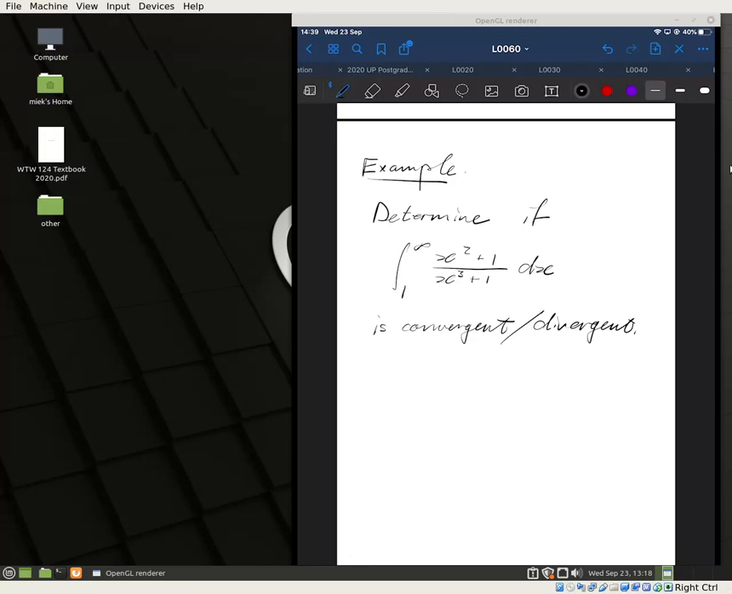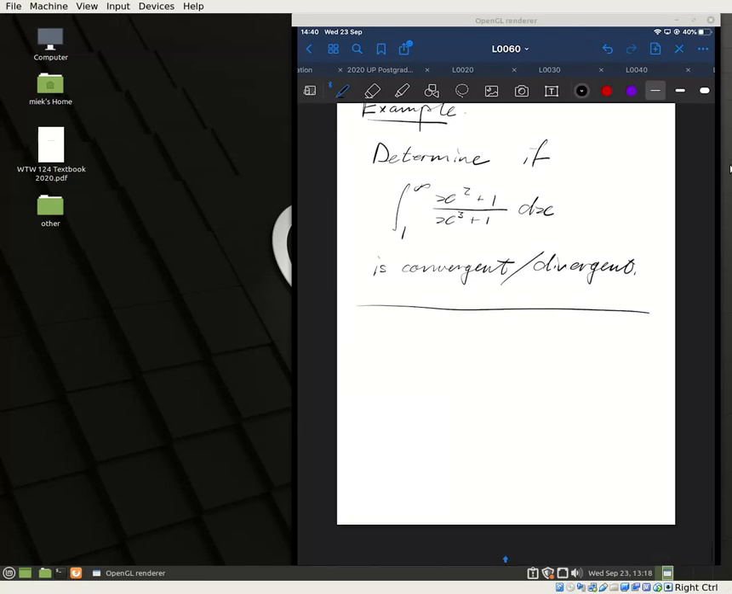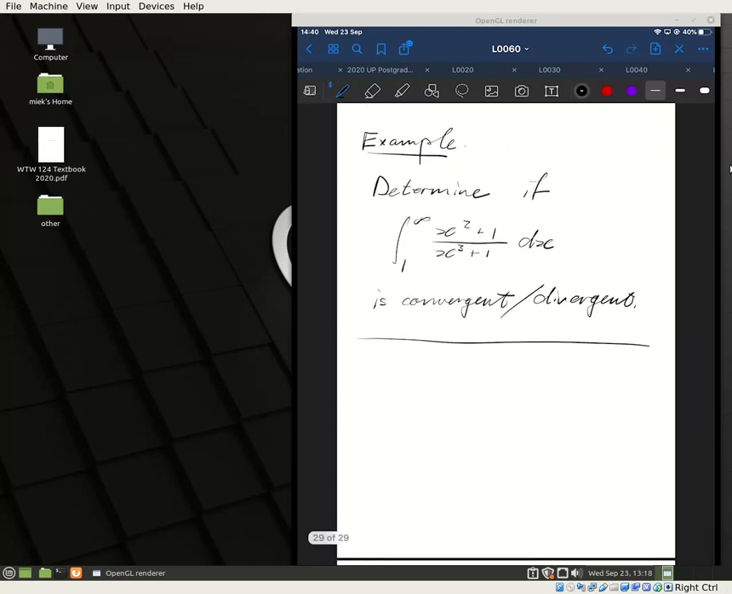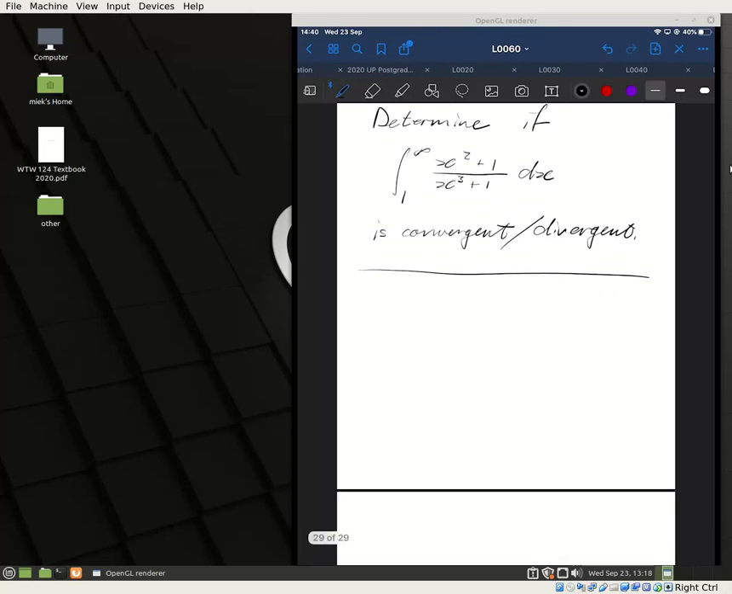Welcome to this video lecture. Let us take a look at this example. We want to determine if this integral is divergent or convergent. Of course, we will use the comparison test. Before we do anything, let us make a guess as to whether this integral will be convergent or divergent.